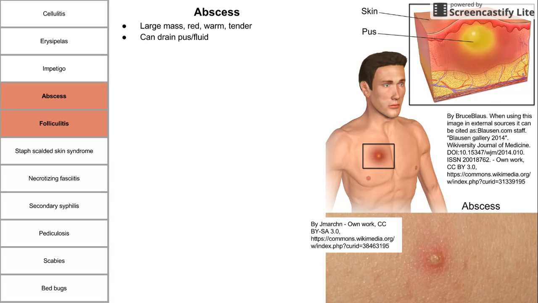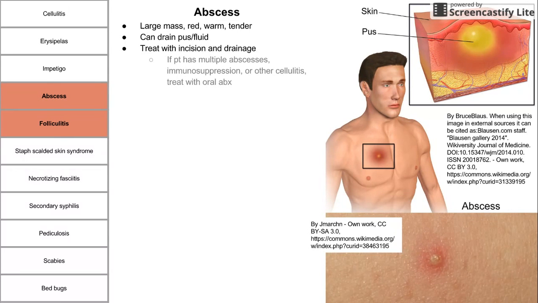Abscesses are large masses on the skin. They are usually red, warm, and tender. They can drain pus or fluid. You treat abscesses by doing I&Ds, incision and drainage. If a patient has multiple abscesses, immunosuppression, or other cellulitis, you do want to use oral antibiotics in those patients just to ensure it doesn't spread and to cover all the abscesses at the same time. It's impractical to do multiple I&Ds if there are that many lesions.